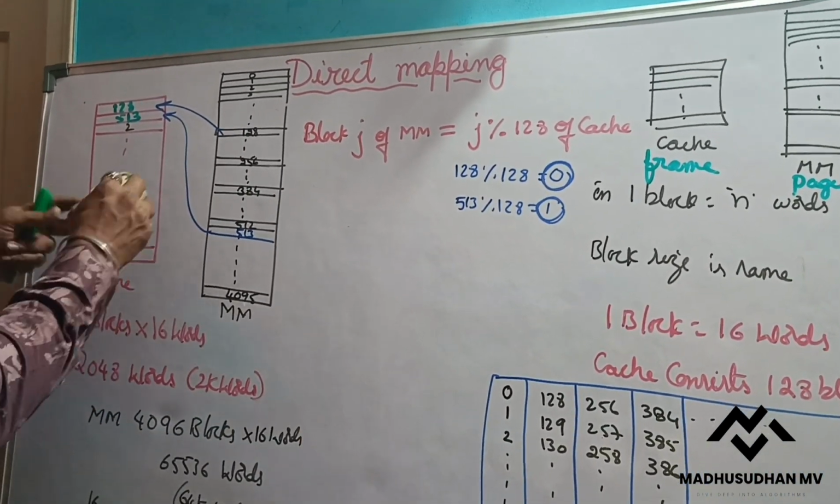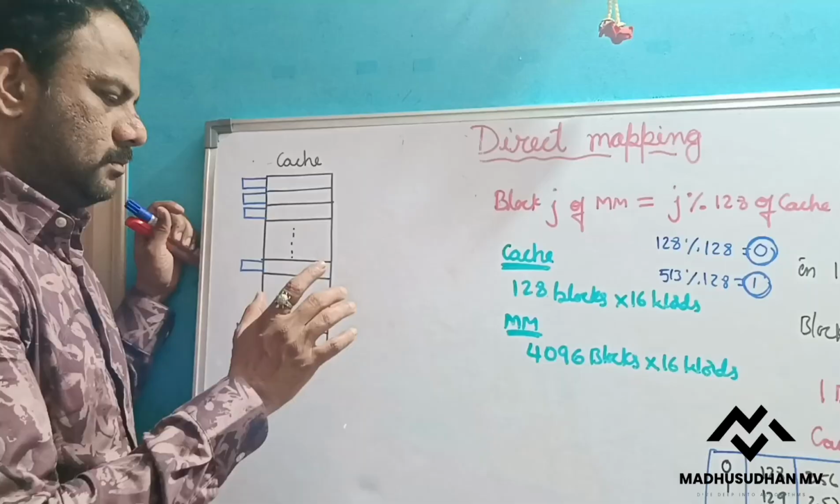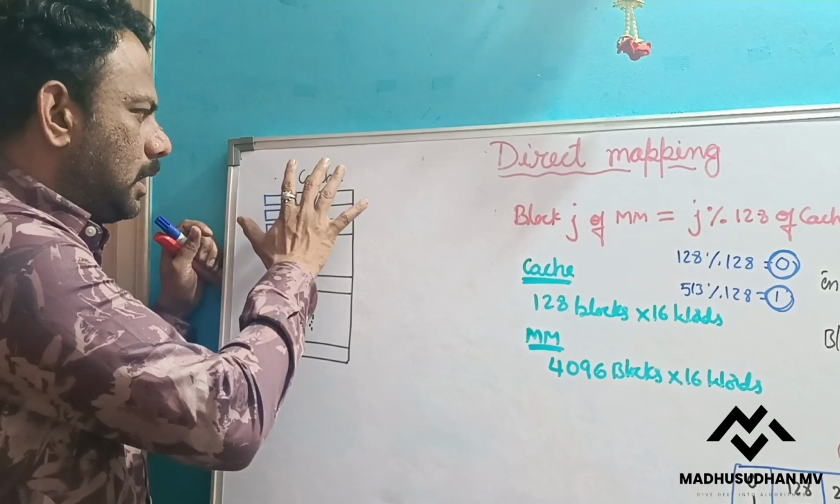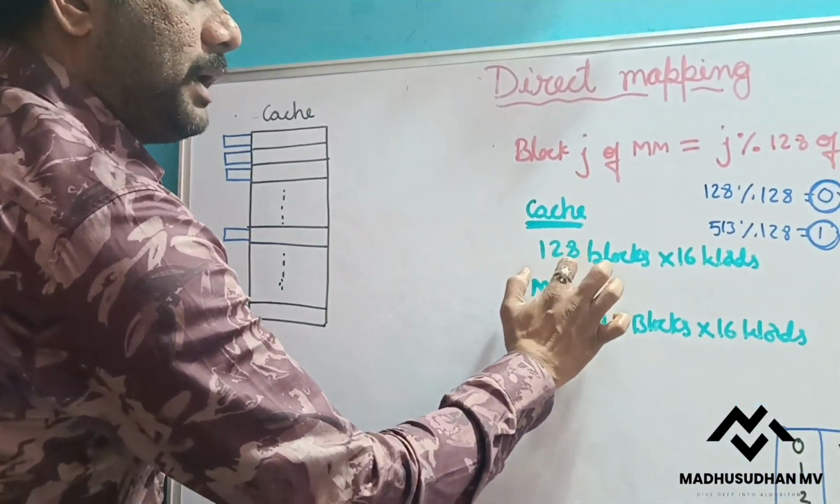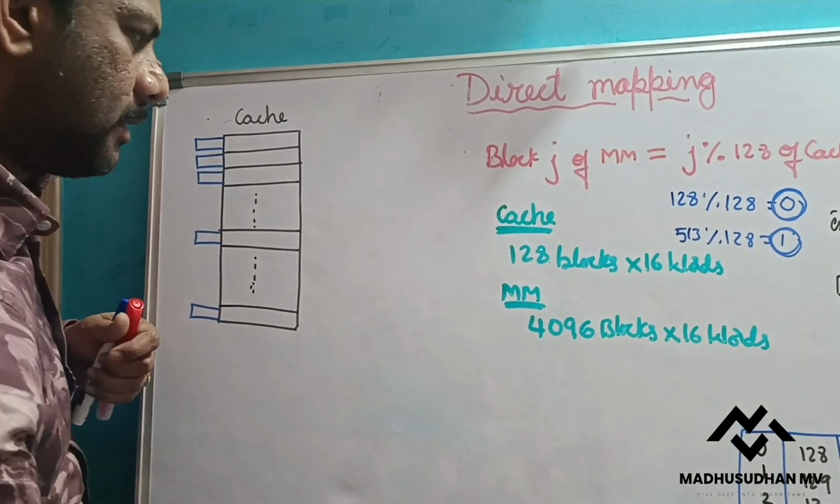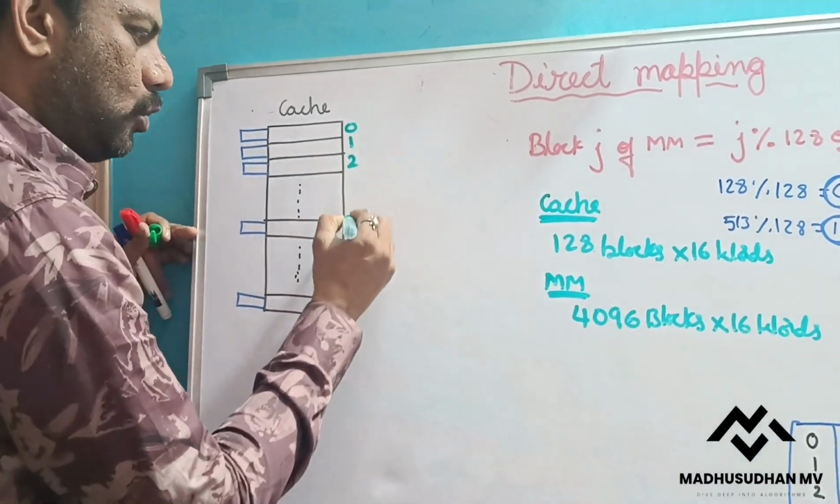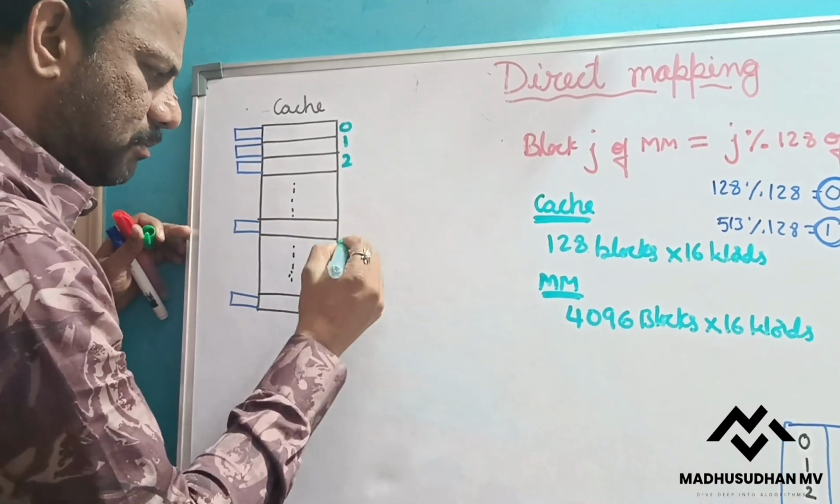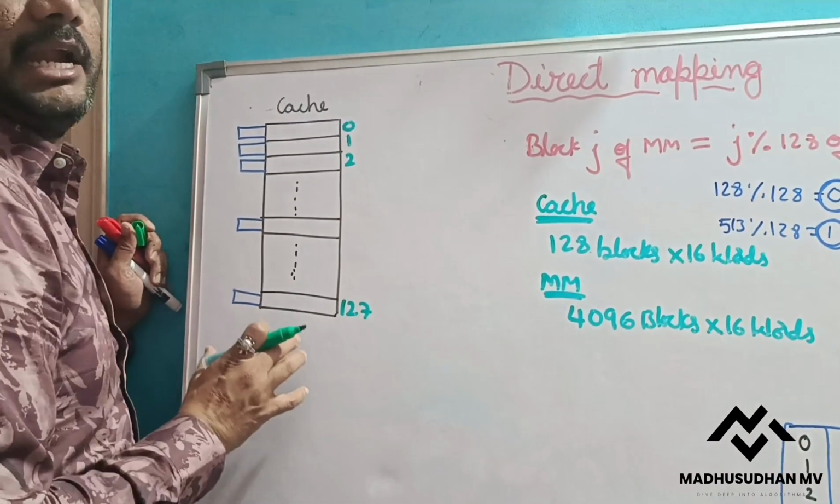Some blocks of the main memory. Okay. Now assume this is my cache memory. The cache memory consists of 128 blocks. So this is my block 0, block 1, block 2, and so on, up to block 127. So totally 128 blocks.